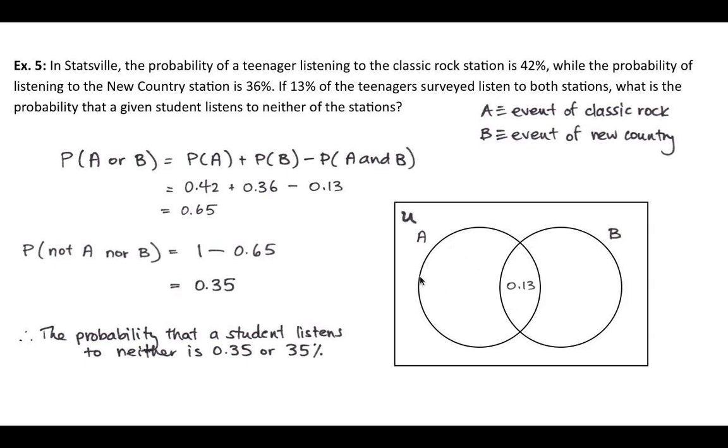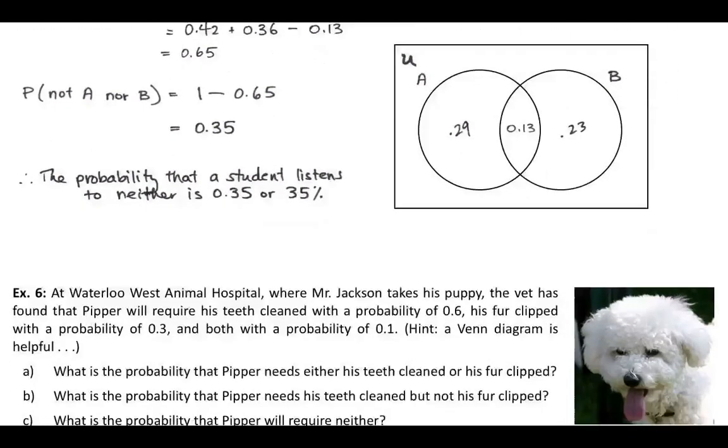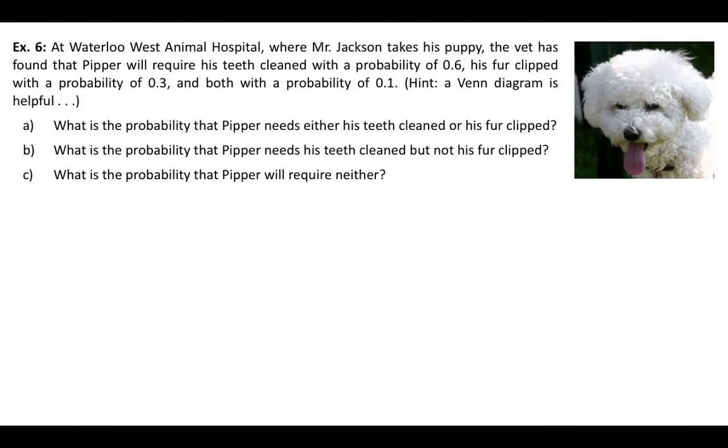The number that listened to classic rock was 42%, but the number that listened to only classic rock would be that 42% minus this 13% that we've already counted. So we get 0.29, or 29%. Here, the number of students that listen to only New Country but not both would be 0.23. And of course that's just 0.36 minus this 0.13. And when you add these 3 values up, this plus this plus this, you get your 0.65, right? And so we can place our 0.35 students on the outside.